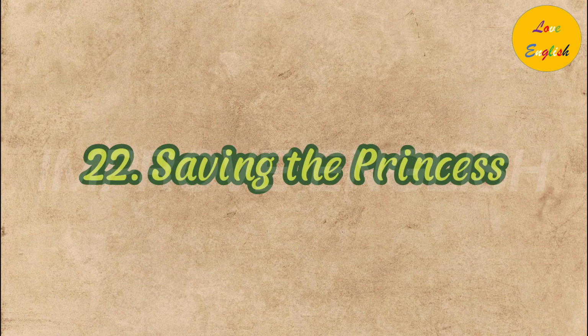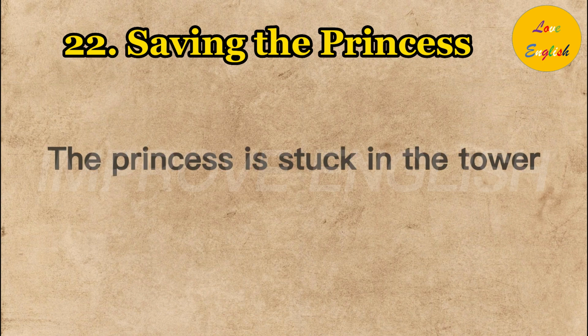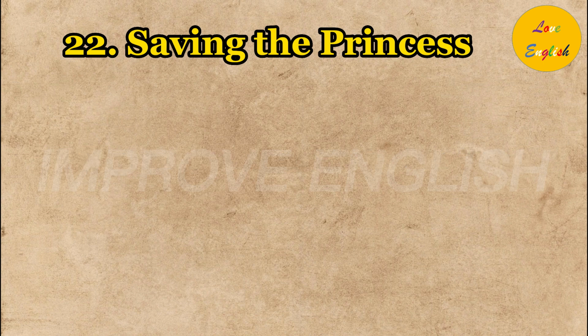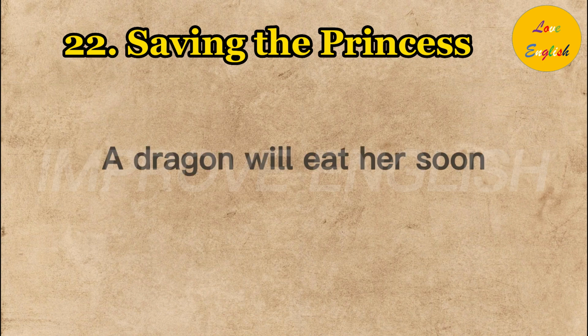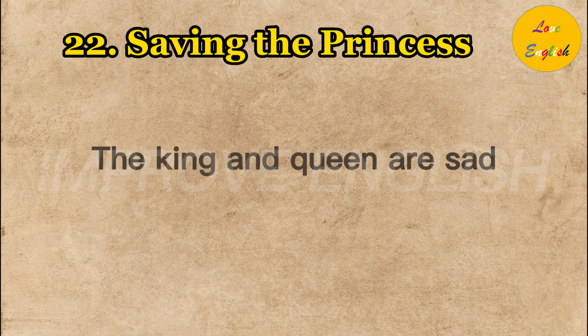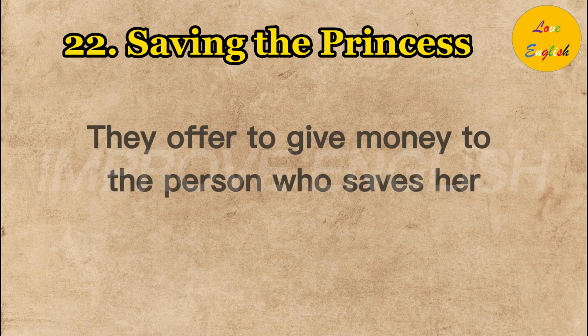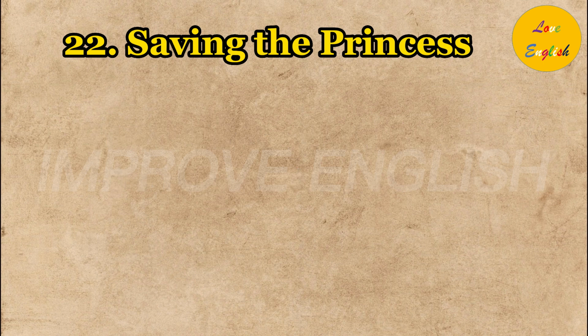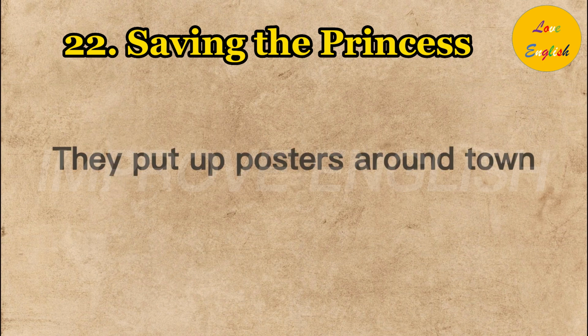22. Saving the princess. The princess is stuck in the tower. A dragon will eat her soon. The king and queen are sad. They offer to give money to the person who saves her. They put up posters around town.